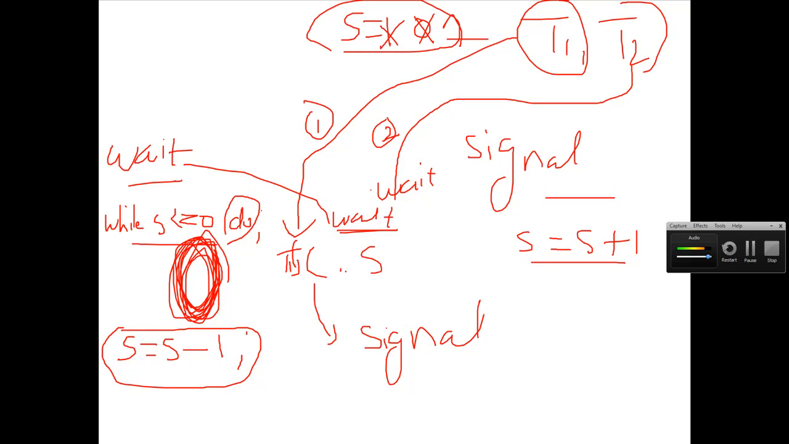And also please understand, when T1 is going, it is making the s value 0 and going to the critical section. When it is coming out of the critical section, it is changing the value from 0 to 1 again. When the value changes to 1, the T2 thread, which is in the wait block, the while block, can come out of it and go to the critical section.